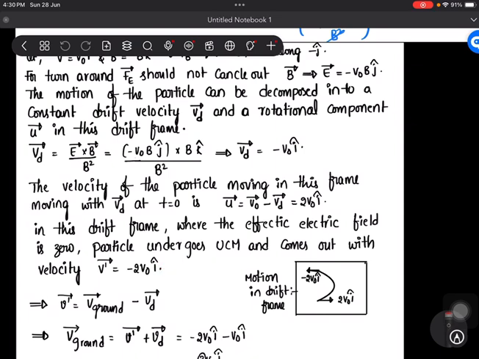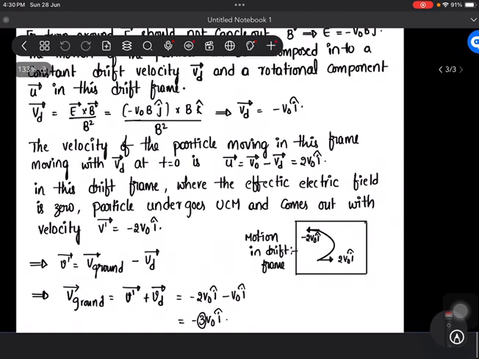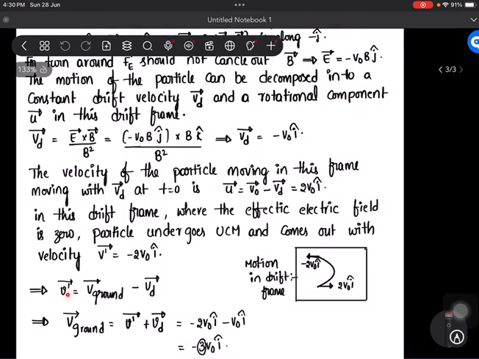But the question is not about this frame. The question is about the ground frame. So I want to know what the velocity is in the ground frame. So simple relative velocity concept. Velocity in a particular frame will be velocity in the ground frame minus velocity of the frame. So you can take this Vd bar here. V dash bar is minus 2 V naught i cap. You can substitute. Vd bar is minus V naught i cap. You can substitute. In total you get minus 3 V naught i cap.